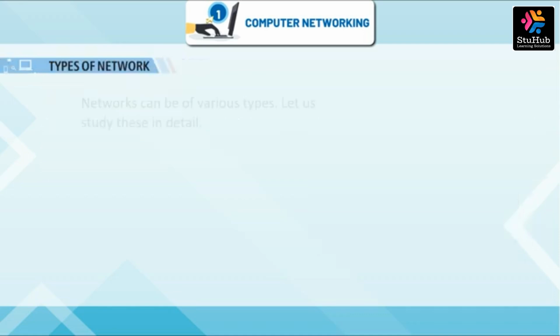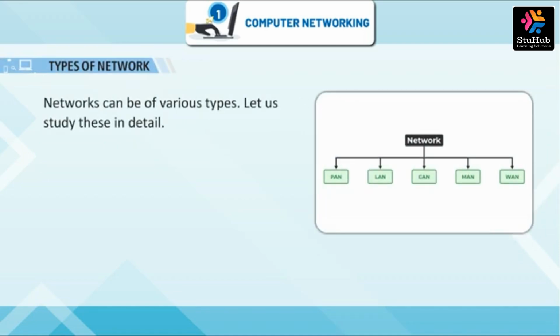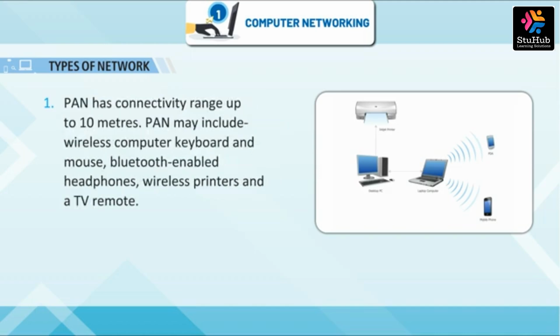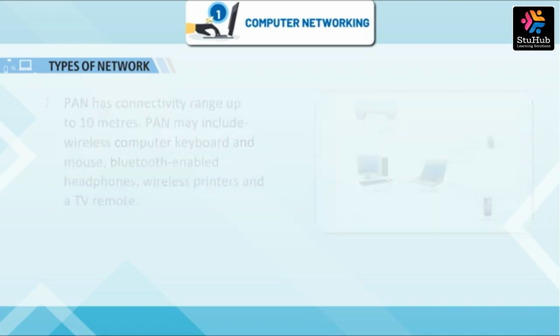Types of network. Networks can be of various types. Let us study these in detail. Personal Area Network or PAN. A personal area network is the smallest network which is very personal to a user. This may include Bluetooth-enabled devices or infrared-enabled devices. PAN has connectivity range up to 10 meters. PAN may include wireless computer keyboard and mouse, Bluetooth-enabled headphones, wireless printers, and a TV remote.